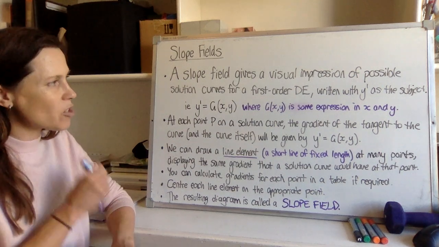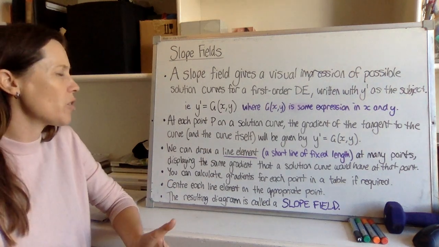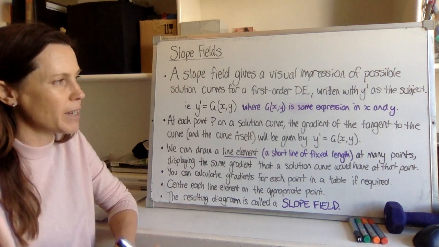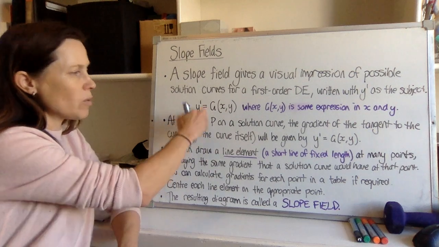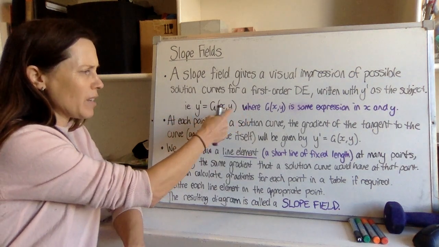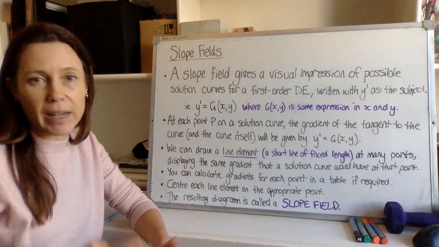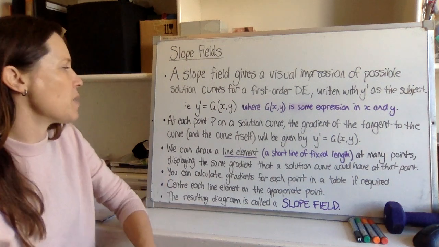A slope field is just a visual impression, a picture, of possible solution curves for a first-order differential equation that is written with y dash as the subject. In other words, one that's written as y dash equals something. Now, this is new notation, g of x, y, that just means some expression that's got x's and y's in it, where either of those could be zero and could be, in effect, missing.